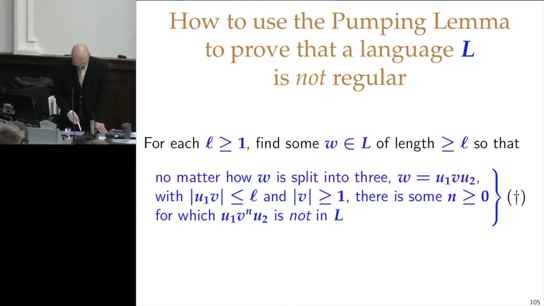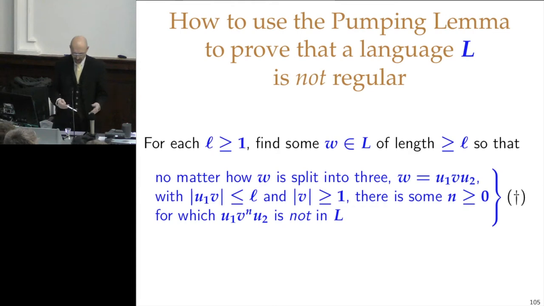We should read this exactly. No matter how W is split into three, so I have to do it infinite times, and for each one of these infinite times, let's try all the possible ways to split W into three, and there's some value of N, could be infinite values of N, but there must be, I find at least one of those for which that version of the string U1 V to the N U2 is not in L. So for each L, I must find some string, some way of splitting the string, some exponent for the V in the string that has been split in that way, that is not in L.